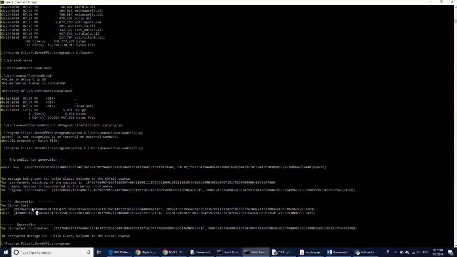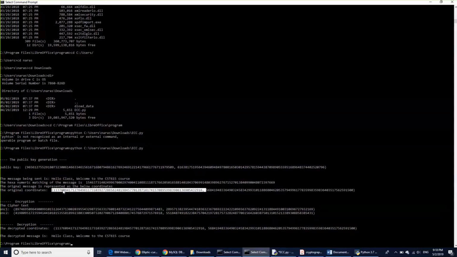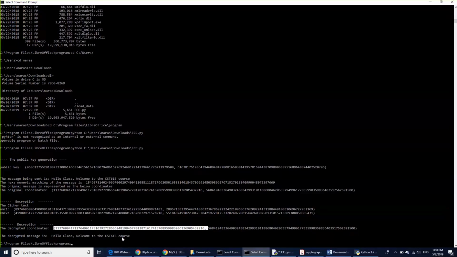Okay, these are the decrypted coordinates. If you look at the original coordinates before the encryption, these are the original coordinates where the message is located. And after the decryption, these are the decrypted coordinates. Those are equal, and this is where the message is surrounded. And this is the decrypted message. This is the original message that we sent, showing up after extracting as part of the decryption.